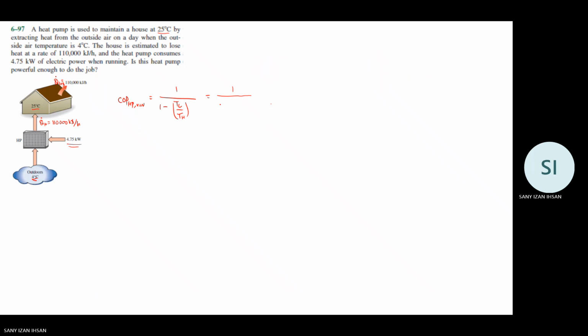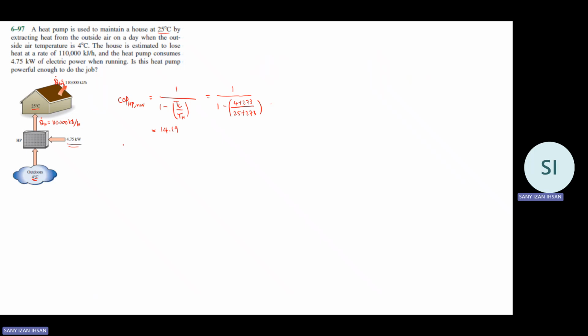So plug in, you'll get TL is 4 plus 273, and TH is 25 plus 273. If you do this, you will get the COP for the reversible process is 14.19. So the coefficient of performance for the reversible process is 14.19. We know in reality you will not be able to get this. This is the maximum attainable for the ideal situation. So the actual situation will be lesser than this.